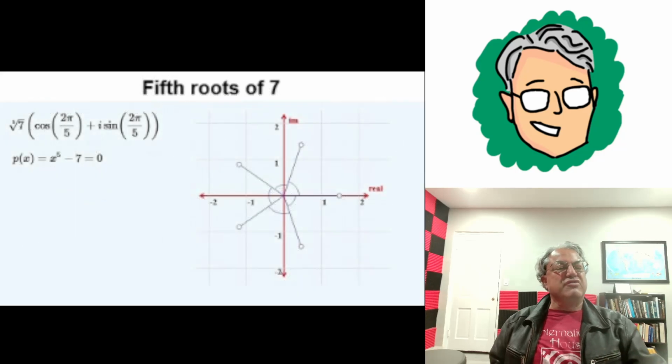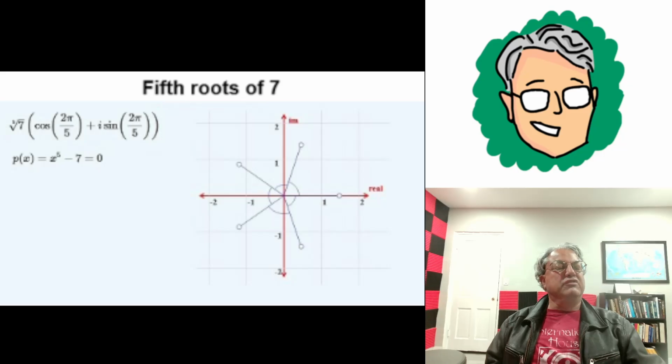And like I said, a picture's worth 1,000 words. Here's a picture, and this isn't quite the same example I gave. This is an example of the fifth roots of 7. So just like there are 5 fifth roots of 1, or in general there are k kth roots of 1, it turns out there are k kth roots of n, where n is any positive integer.